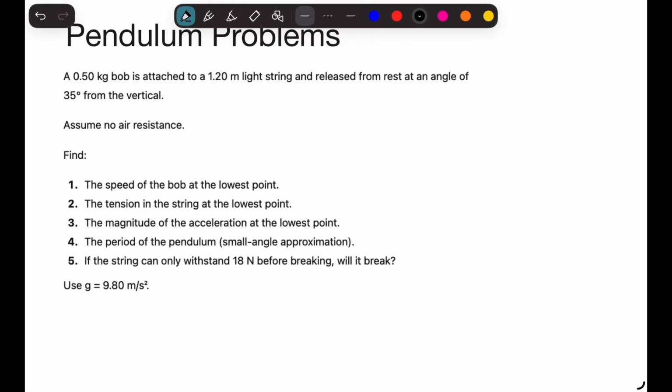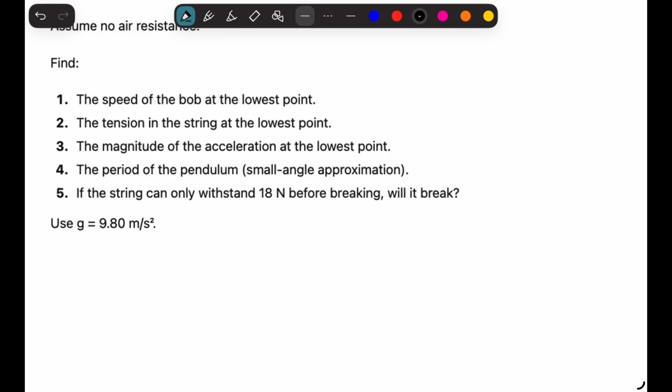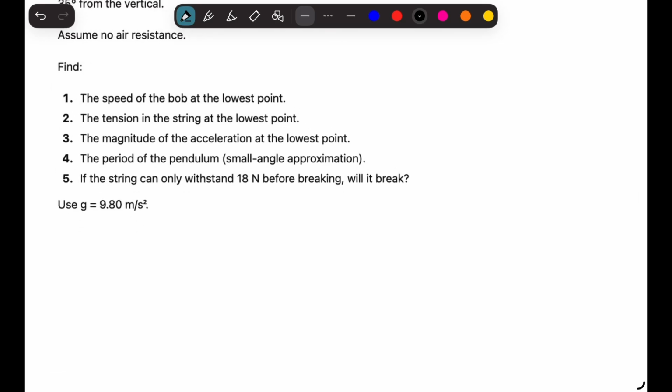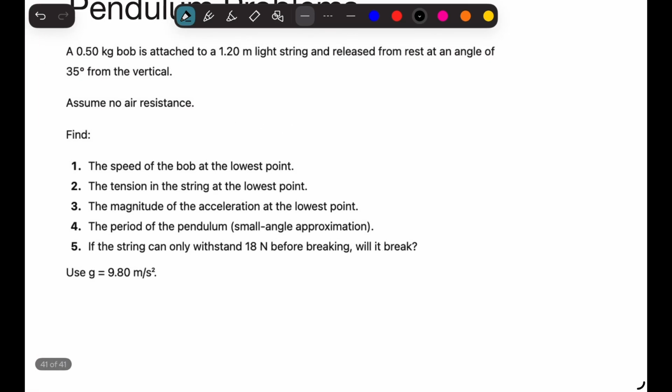In this video, we're going to do some pendulum practice problems. So for a 0.5 kilogram bob that is attached to a 1.2 meter light string and released from rest at an angle of 35 degrees from the vertical, we're going to assume no resistance. We're going to have to find the speed of the bob at the lowest point. So let's start off with question 1 of this larger question.